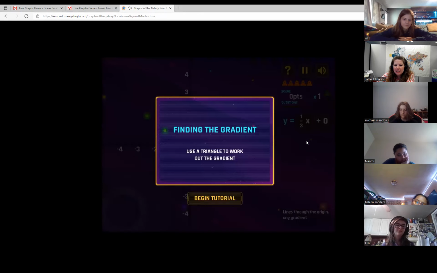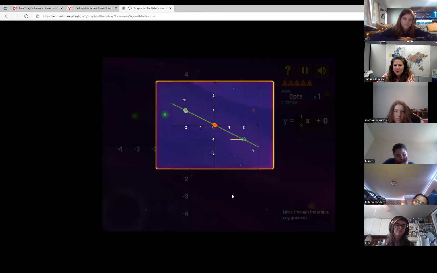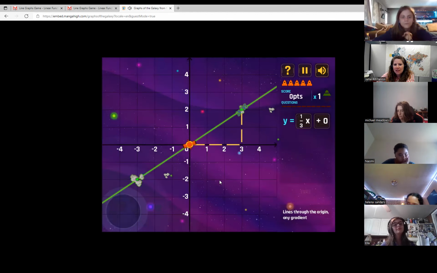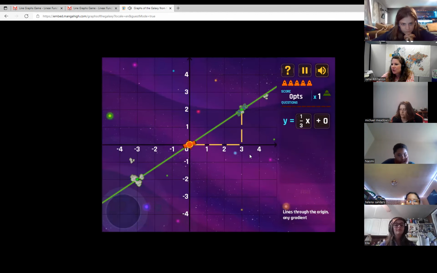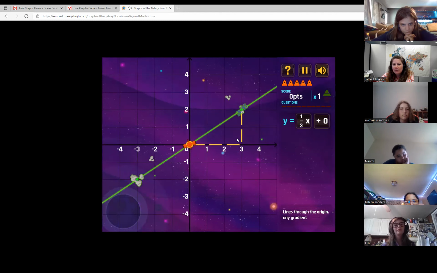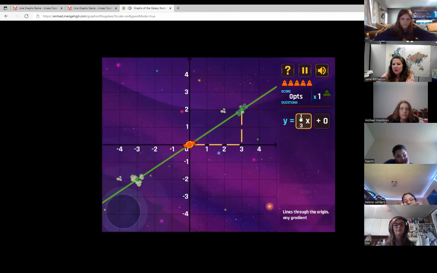There's your learning objectives. You're going to find the gradient. Use a triangle to work out the gradient. You don't have to go through the tutorial unless you just want to, and it helps you out a little bit. It shows you an explanation. All right, so I'm using this triangle. I know this is a positive slope. My rise is 2, and my run is 3. So this isn't right. I want it to say 2/3.